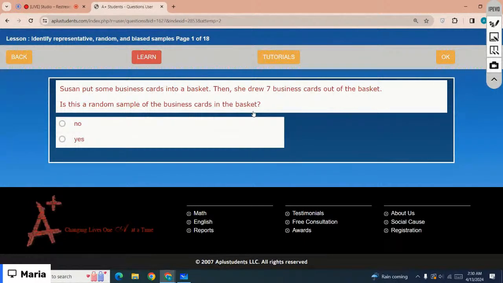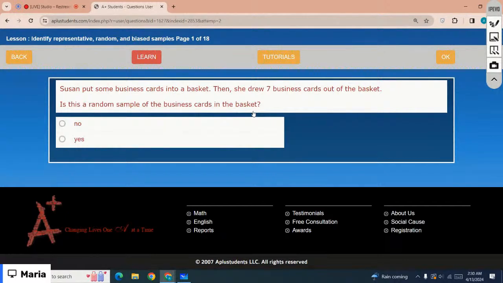Susan puts some business cards into a basket, then she draws seven business cards out of the basket. Is this a random sample of the business cards in the basket? So which is the correct option? Because all the cards are the same, right? They are all business cards.